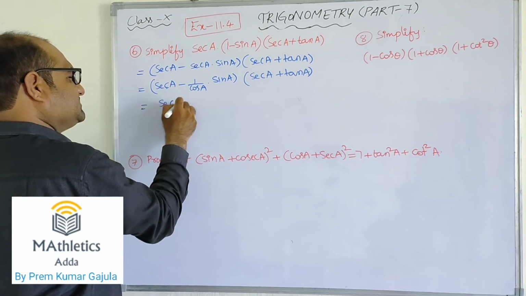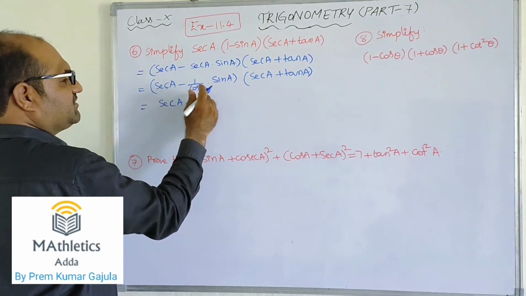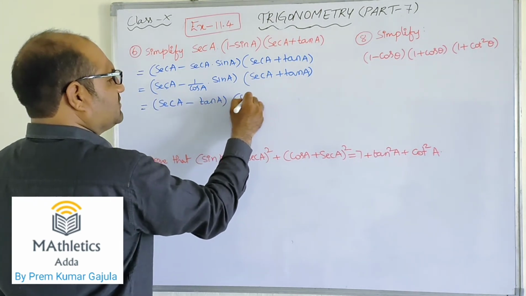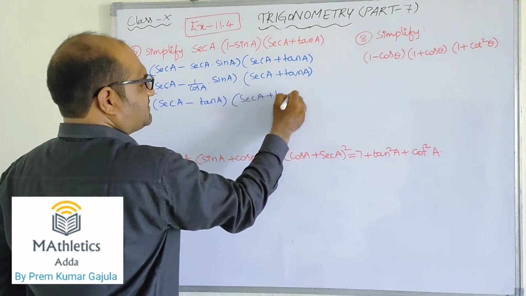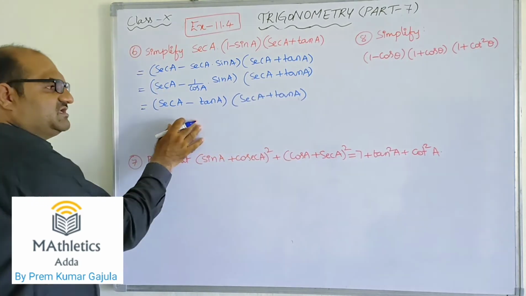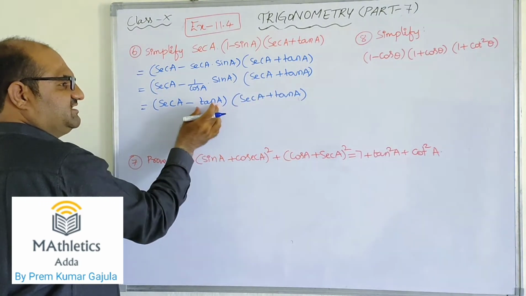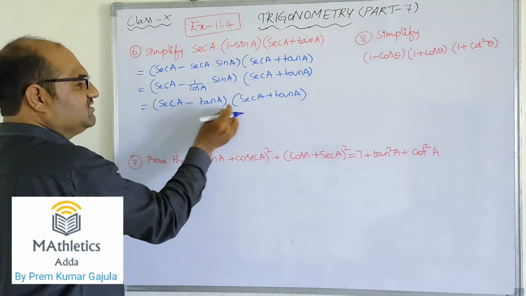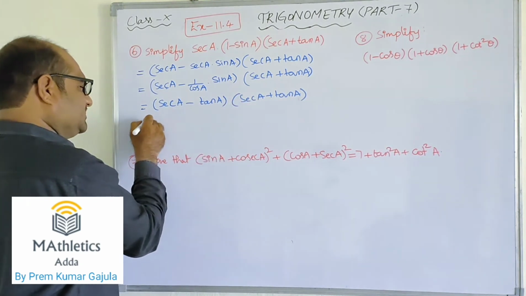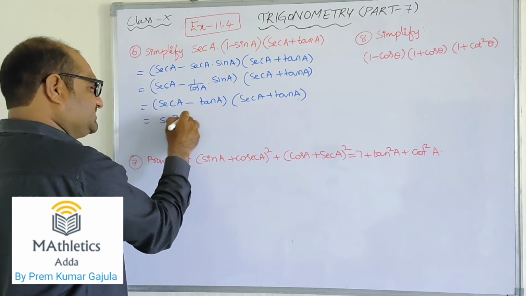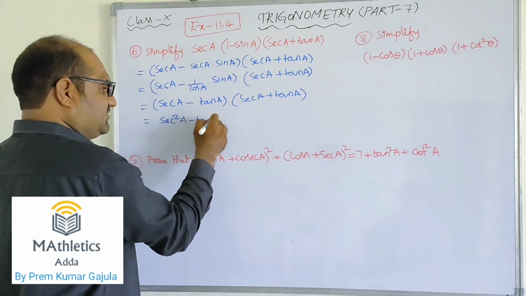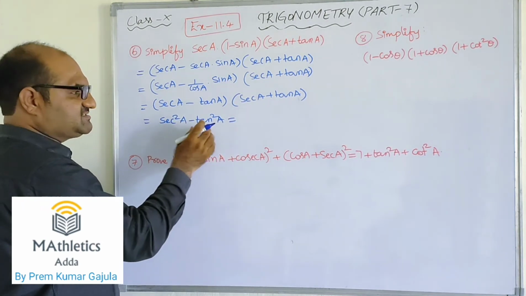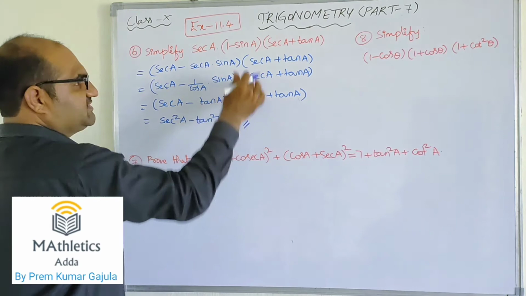Secant A, write as it is. This sin by cos we can write as tan A, into secant A plus tan A. If you observe this carefully, secant A same is there and tan A same is there, but minus is there and here plus is there. That means A minus B into A plus B. We know that A square minus B square, that is secant square A minus tan square A. And we also know the trigonometric identity secant square theta minus tan square theta is equal to 1. So our answer is 1.